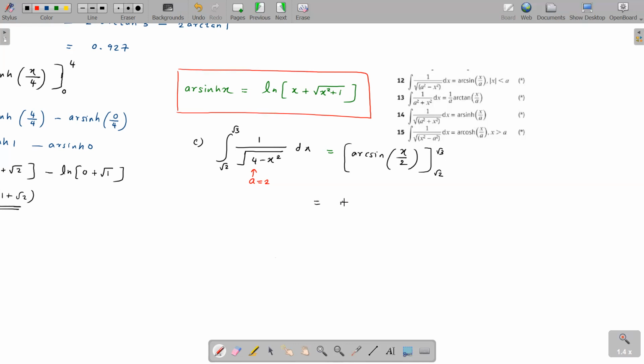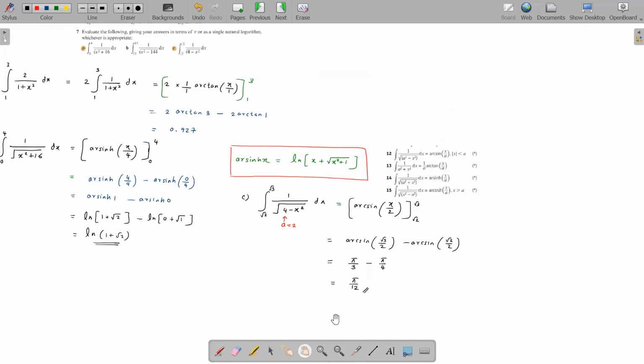Okay, let's input the value of arc sine root 3 over 2 minus arc sine root 2 over 2. Sine inverse root 3 over 2 gives the answer in terms of pi, right? Pi over 3 minus arc sine root 2 over 2, which is pi over 4. Pi over 3 minus pi over 4 is pi over 12. That's why they have told you to give the answer either in terms of ln or in terms of pi.